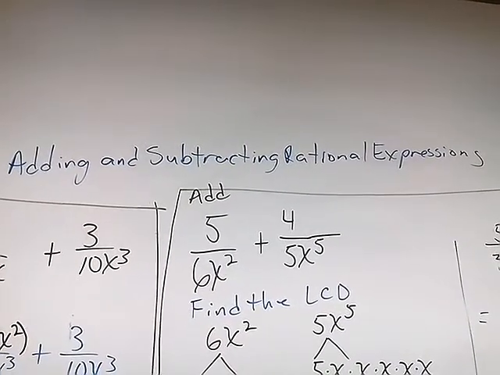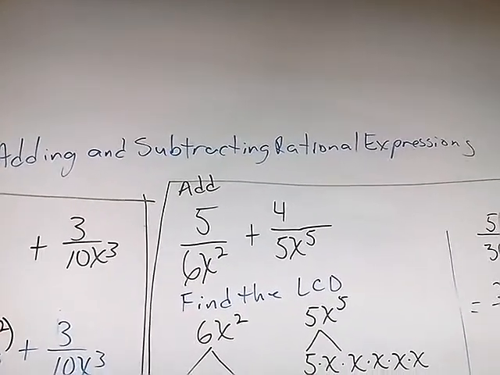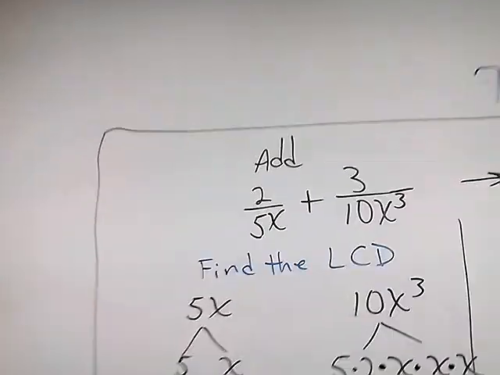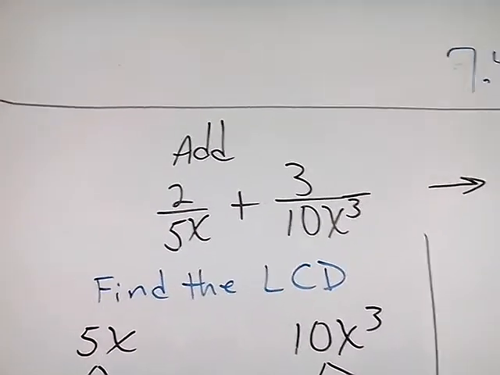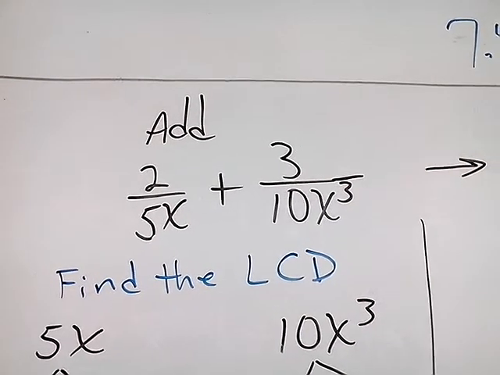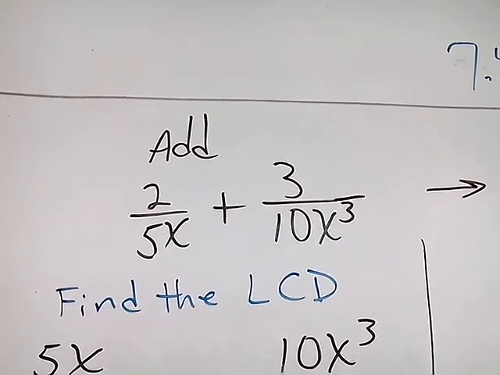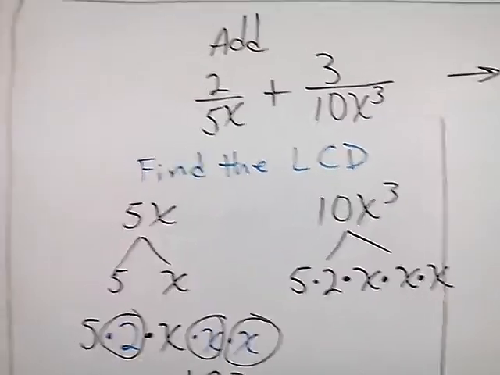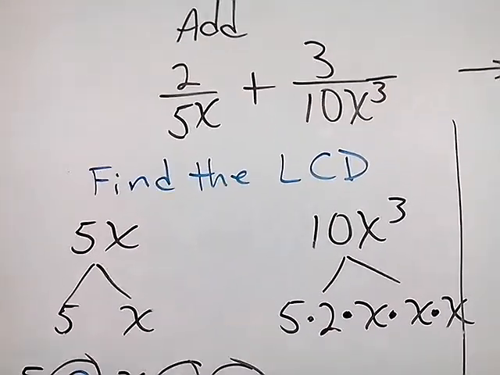Class notes for adding and subtracting rational expressions. Well, in our first example here, we were adding 2 over 5x plus 3 over 10x to the third power. We first have to find the common denominator.